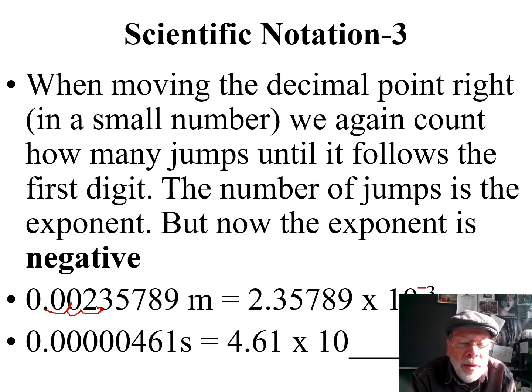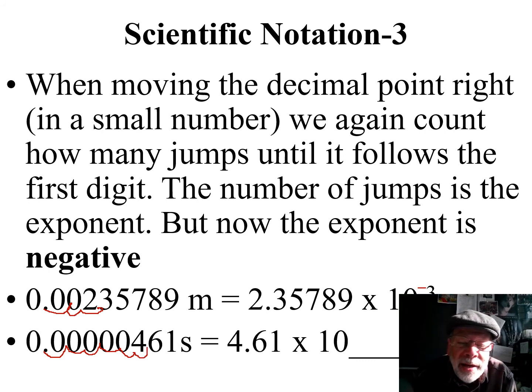All right, how about this one? Well, just grab the decimal point and start moving. 1, 2, 3, 4, 5, 6. So you get 4.61 times 10 to the negative 6th.